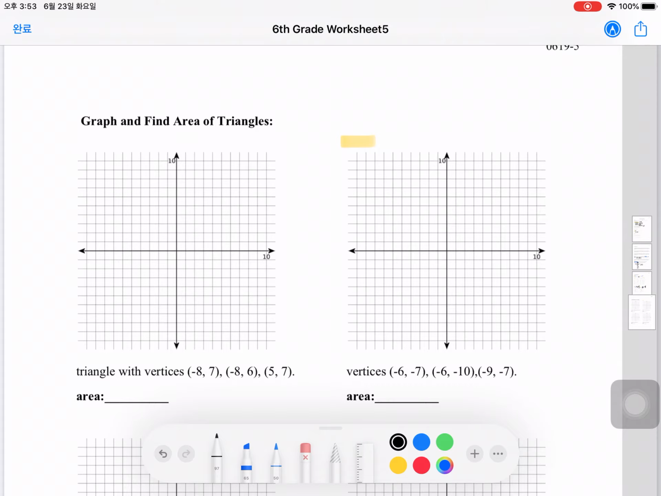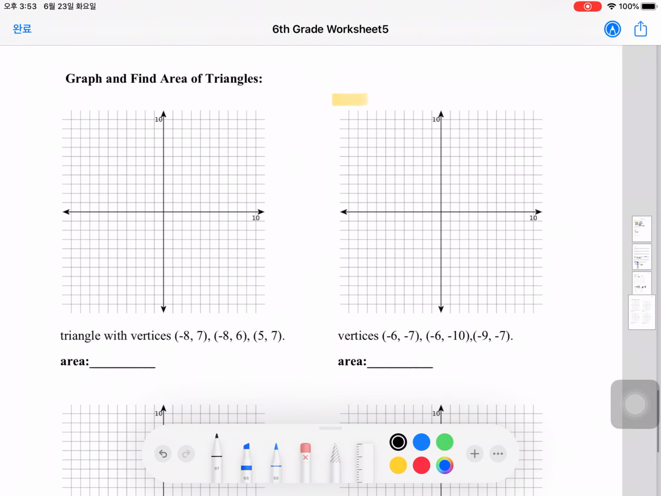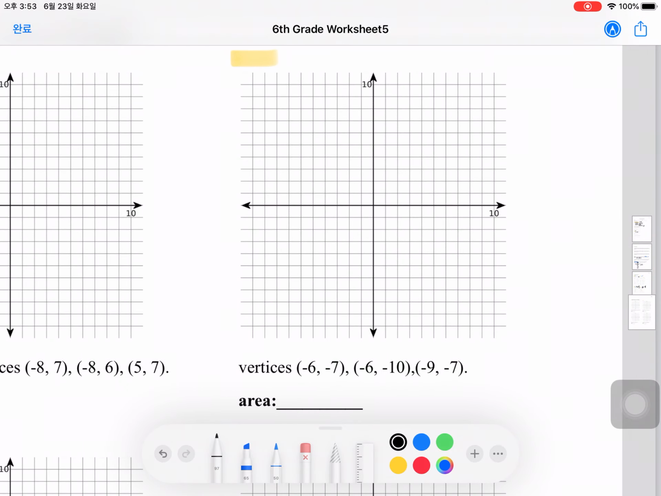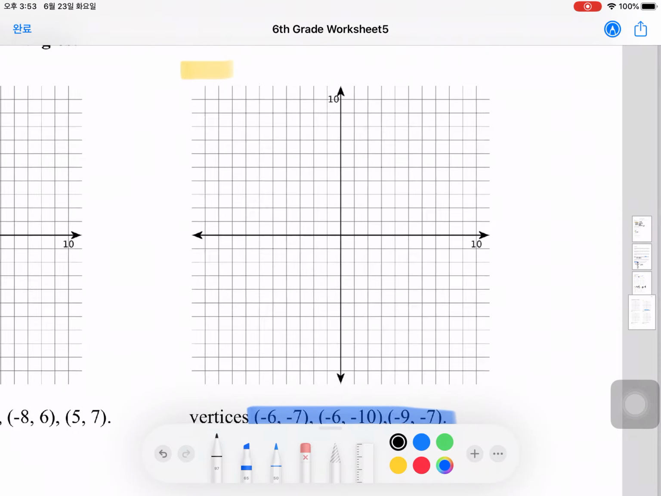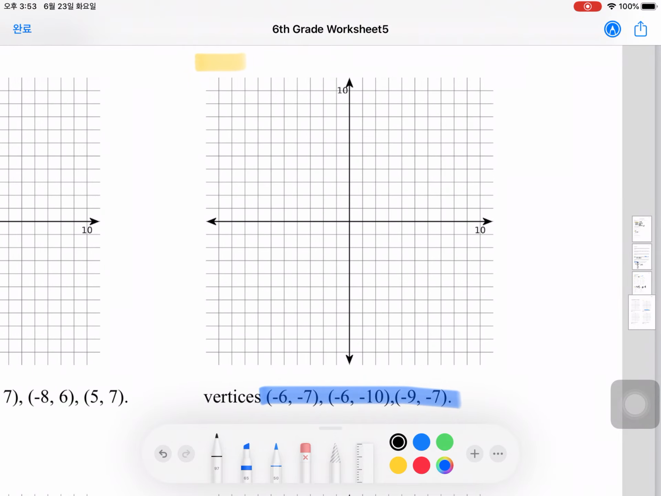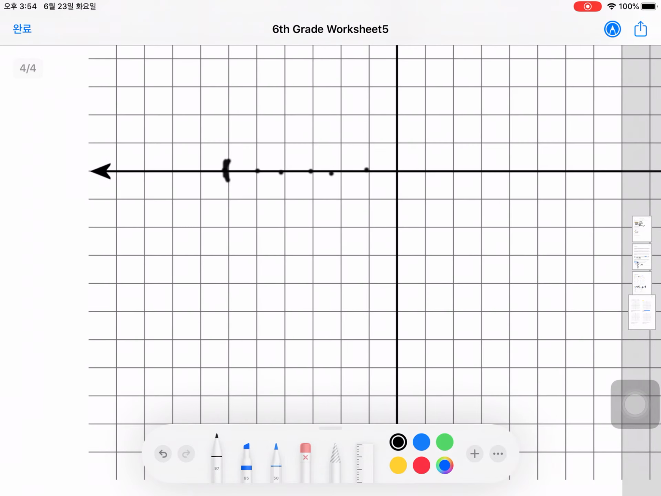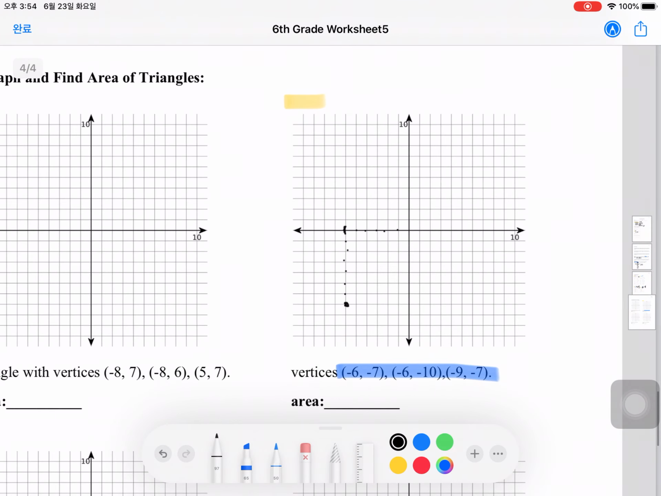This section takes a while, and there's only 4 questions, so I'm sure you guys could do it. I'll do one of these questions with you guys, which is the second one over here. The vertices of this triangle are stated right here, so we'll just plot the points before finding the area. -6, then -7, so we go down 1, 2, 3, 4, 5, 6, 7. So this is where your first point is.